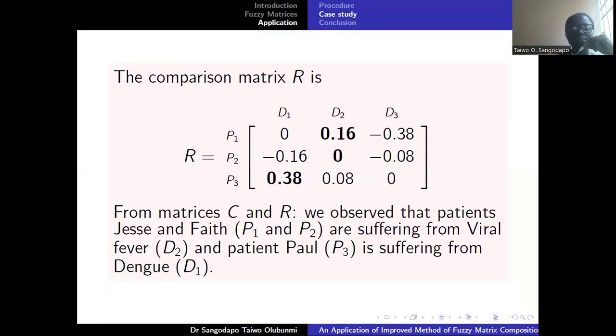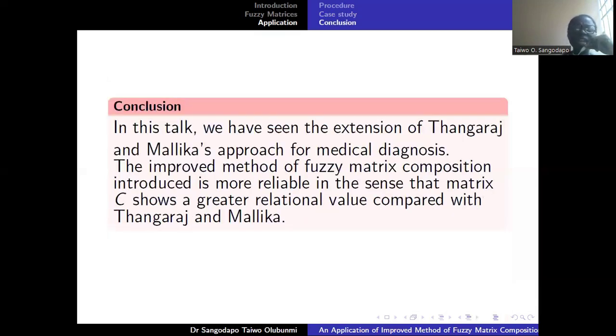Now we observe that patients Jesse and Faith, because here we have the highest value, here we have the highest value, P1 and P2 are suffering from viral fever, and they are suffering from viral fever because D2 is viral fever, D3 is malaria, D1 is dengue. So we find out that Paul, the third patient, is suffering from this disease. And from here, we draw our conclusion.